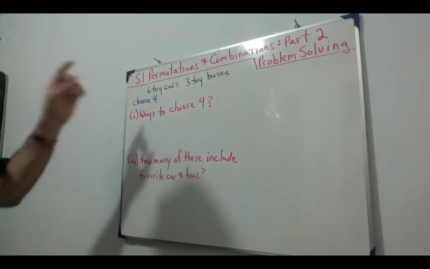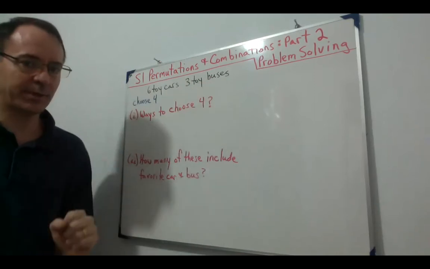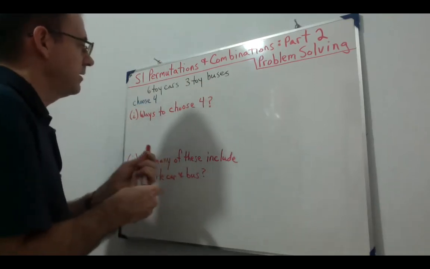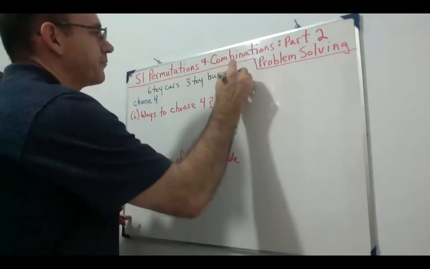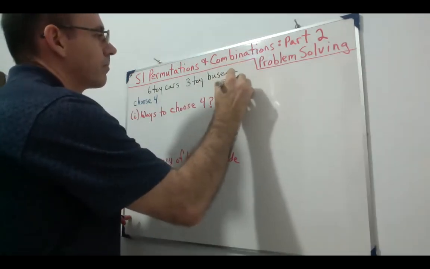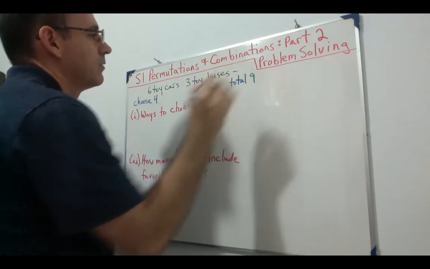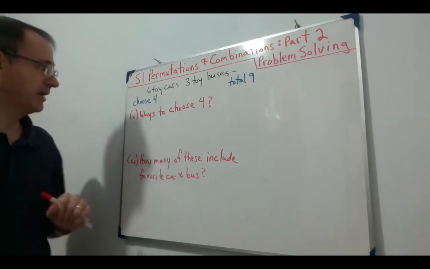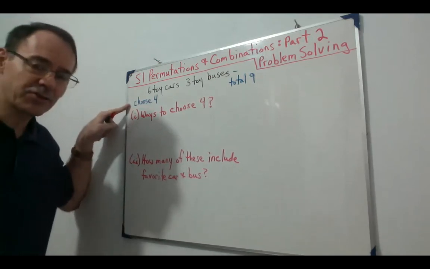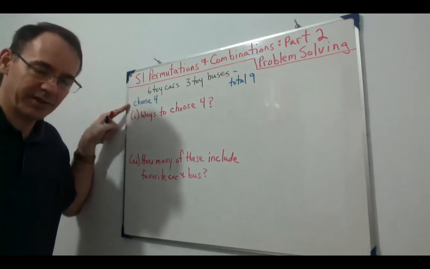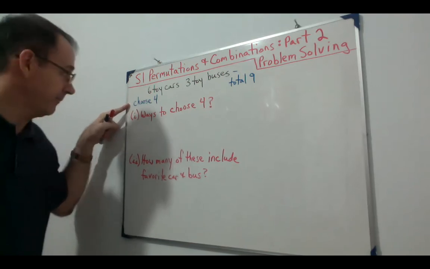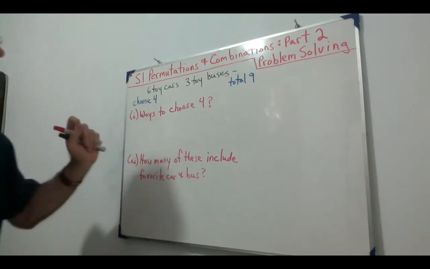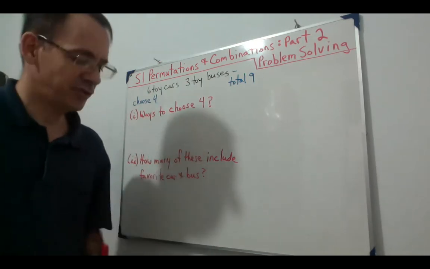So Freddie has 6 toy cars, 3 toy buses. So we notice that there's a total of 9. Total of 9 vehicles that he has. 6 cars, 3 buses, and he's going to choose 4 to take with him when he goes on his holiday. So our first question is, how many ways can he choose 4?